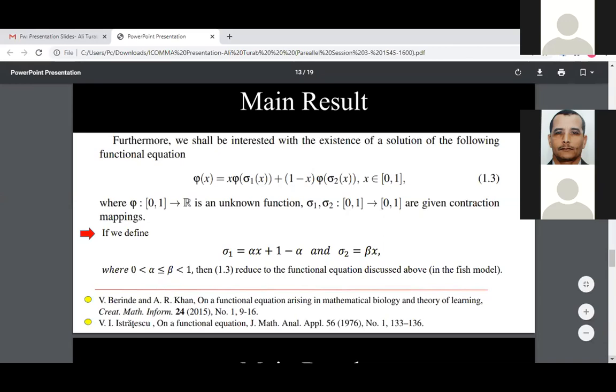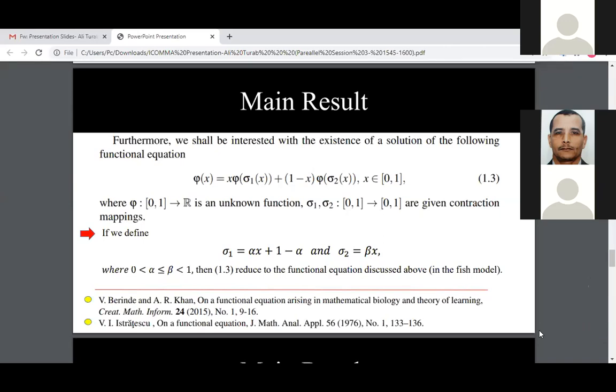So if we take, for example, sigma 1 equal to alpha x plus 1 minus alpha and sigma 2 equal to beta x, where alpha and beta are in (0, 1), then 1.3 reduces to the functional equation discussed above in the fish model. It means that 1.3 is more general than the previous functional equation existing in the literature. I already mentioned the paper in the footnotes.